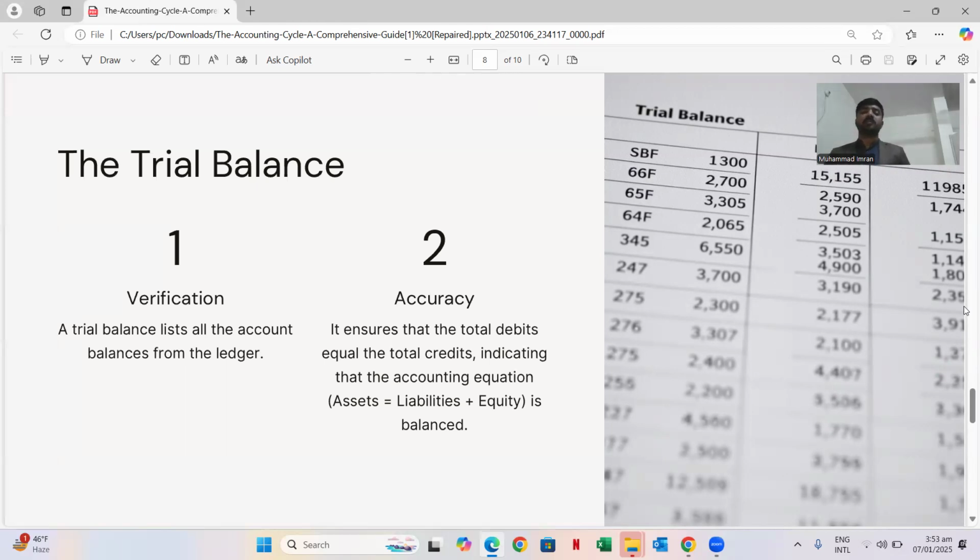The trial balance is a verification, as it lists all the account balances from the ledger, and it ensures that total debits equal total credits, indicating the accounting equation, which is assets equal liabilities plus owner's equity. If this equation is balanced, then the entries or transactions recorded are correct. But if this equation is not balanced, or the amounts of debits and credits are not matching, then there are surely some errors in recording the transactions.